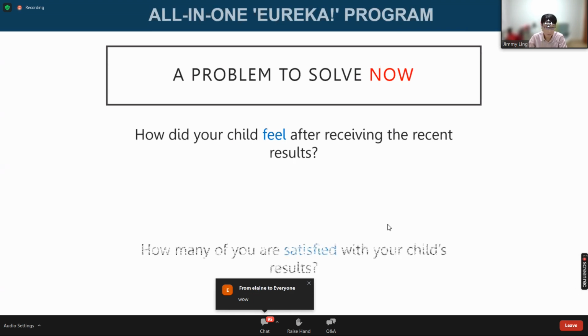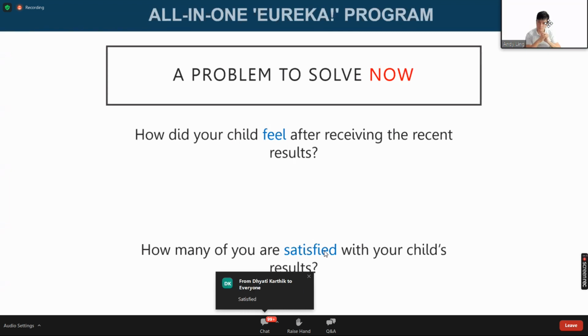And also let me ask you, how many of you are satisfied with your child's result? If you are satisfied, type satisfied. If you are not satisfied, type not satisfied. If bo pian, type bo pian. Bo pian means no choice lah. What is over is over.